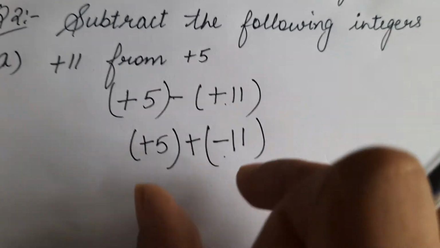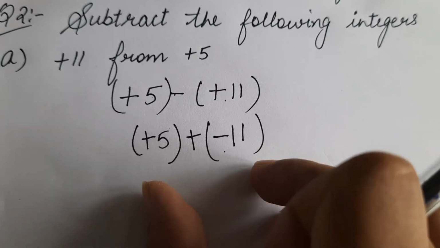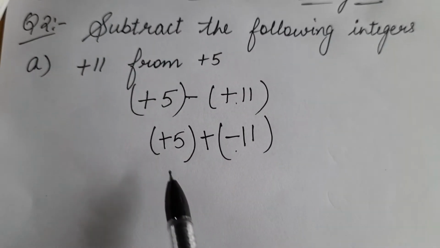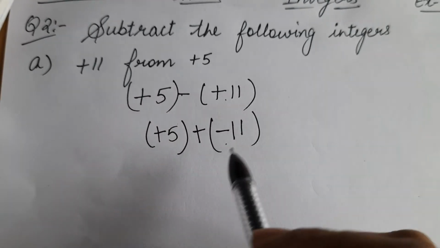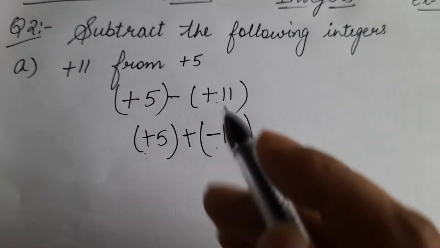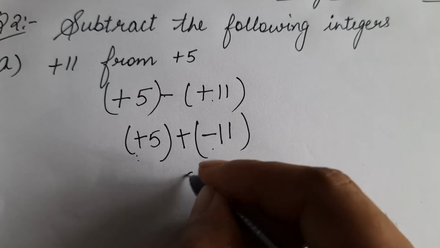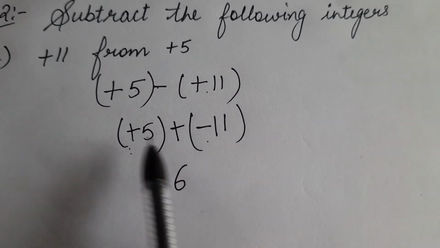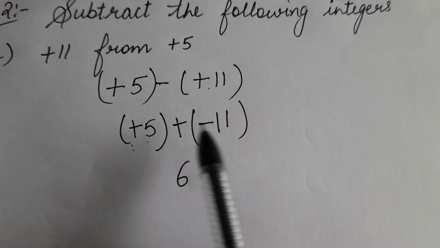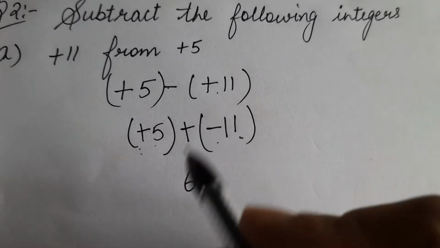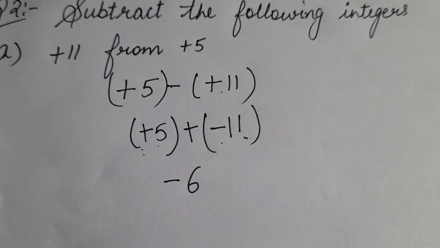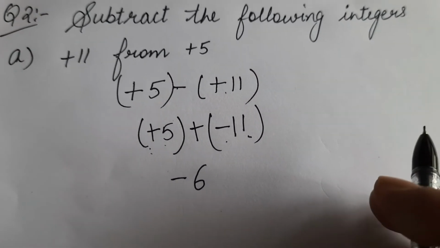And when we add two integers of opposite signs, then what we do? We subtract and the sign will be of the integer whose absolute value is greater. So first of all we will subtract 5 and 11 and after subtracting we will get 6. And which integer has greater absolute value? 11 has greater absolute value and 11 has minus sign, so your answer will be minus 6. So this way we subtract two integers.